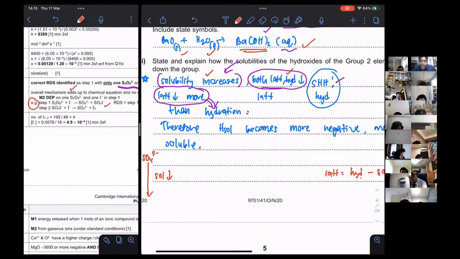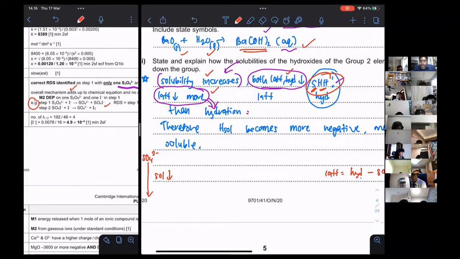I told you to memorize this, and this is how I memorize. I don't know how you memorize. I told you it is SHH, where S I remember as sulfate, and HH tells me that hydration will decrease more. So for sulfate, I will remember hydration decreases more. Now I'm not doing sulfate, it's hydroxide. So what will decrease more? Lattice energy will decrease more for hydroxide. This is how I memorize. So lattice energy decreases more than hydration.